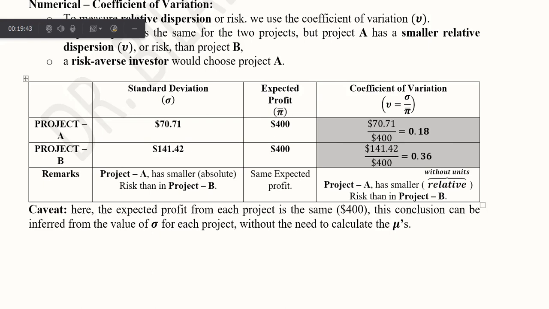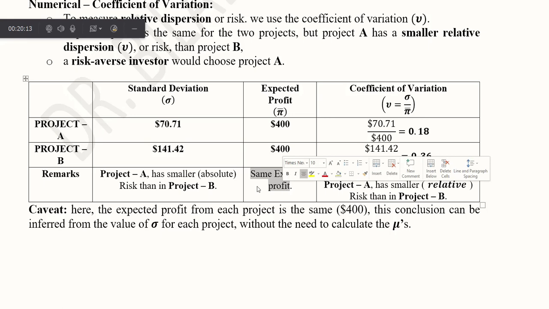Now we have project A that has a smaller absolute risk than project B because it has a smaller value of standard deviation in this case, because we are talking about the standard deviation and it's related to the absolute risk. We'll come to the coefficient of variation in this step, but before that, the expected profit shows that it is the same. So both of the projects are going to give us the expected profits in the same amount.